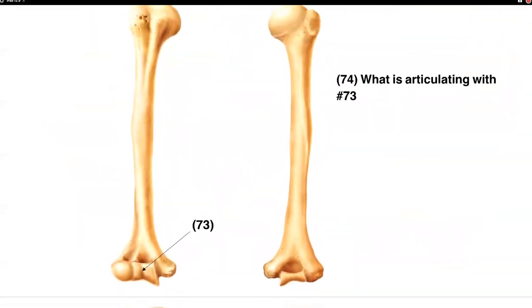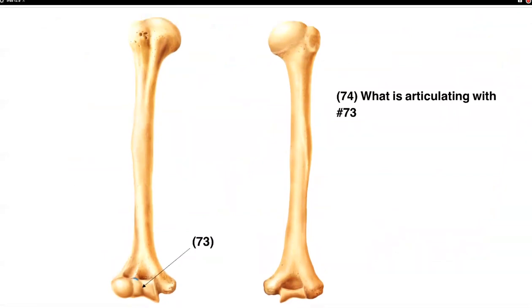Looking at 73, what is 73 pointing to? If you remember, this is my humerus. Why didn't I say this is the femur? Because if you remember, the femur has a long neck. You can't confuse the humerus with the femur. Here, I don't have a long neck like I do have in the femur. So you can't say this is the femur.